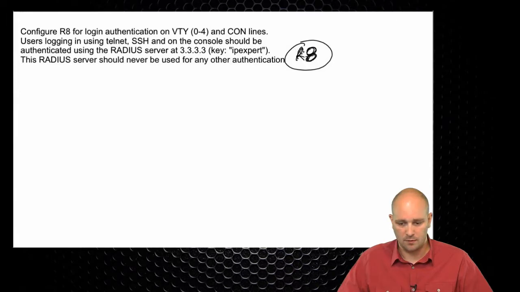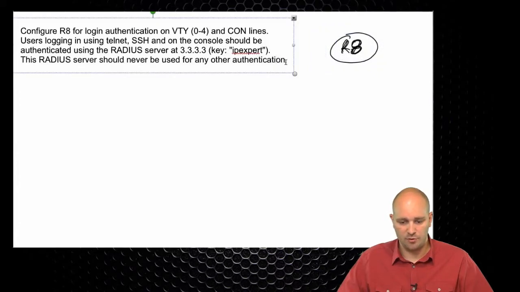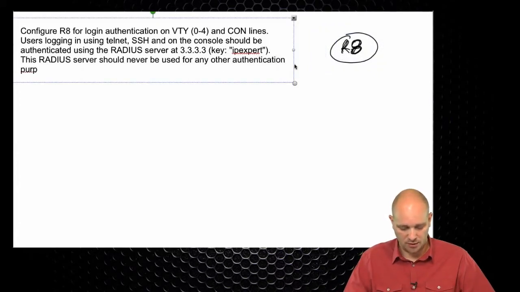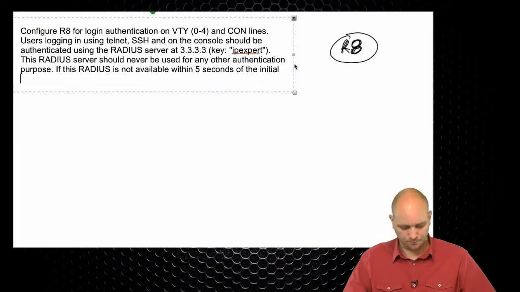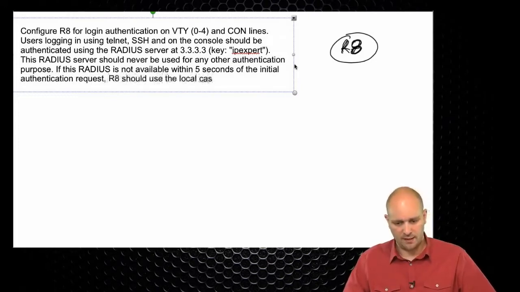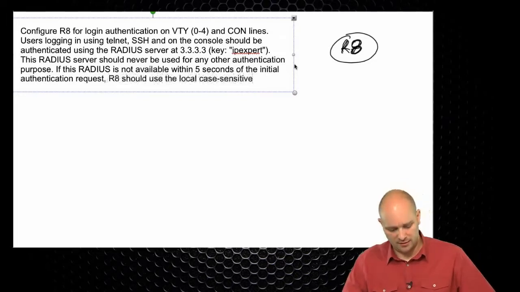Should never be used for any other authentication purpose. If this radius is not available within 5 seconds of the initial authentication request, R8 should use the local case sensitive database.